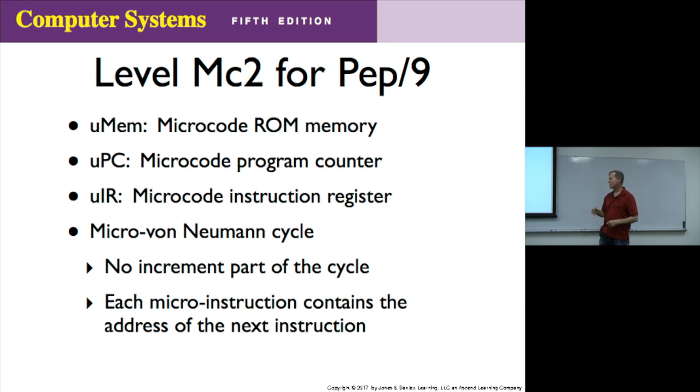Okay, now here's the thing. At this microcode level, the whole thing is speed. We want each micro instruction to execute in one cycle. So there's no increment part of the cycle that has to happen separately. Every micro instruction contains the address of the next instruction to execute. So that's typically the way it's done.